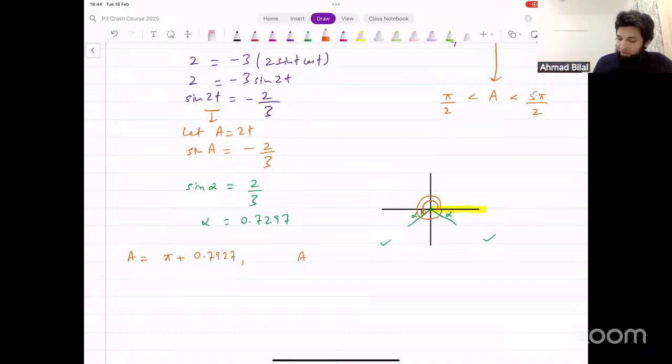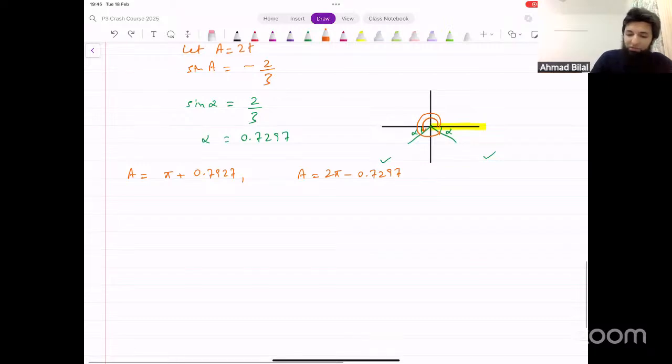Another angle that we get is this one now. That's 2 pi, the angle in a full circle, minus alpha, which is 0.7297. Now, if you go beyond this, if you go one full circle and come back to any of these points, you will go outside the interval. Because this is 0, pi over 2, pi, 3 pi over 2, and then 2 pi, and then this is going to be 5 pi over 2. You can't go beyond that after one full circle. So you only have these two possible values of a in the interval that we have for a.